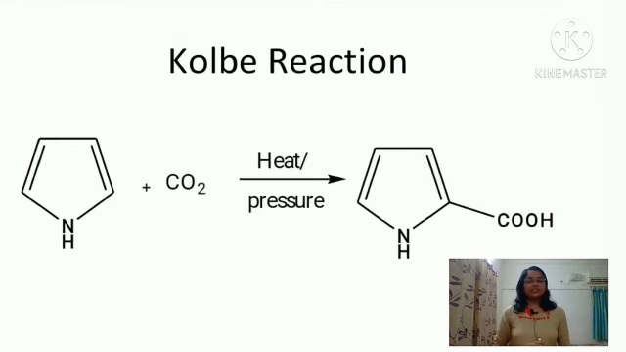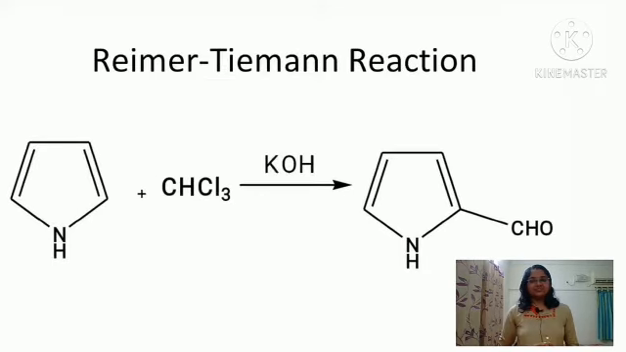Next is the Kolbe reaction. When pyrrole is treated with carbon dioxide at high temperature and pressure, we get a carboxylic acid attached to the pyrrole at the alpha position. That is, we get pyrrole-2-carboxylic acid as the product. Next is the Reimer-Tiemann reaction. Pyrrole also has a tendency to undergo the Reimer-Tiemann reaction, just like phenol. When pyrrole is treated with chloroform in the presence of a base, potassium hydroxide or sodium hydroxide, we get an aldehyde group at the second position of the pyrrole, that is pyrrole-2-aldehyde as the product.